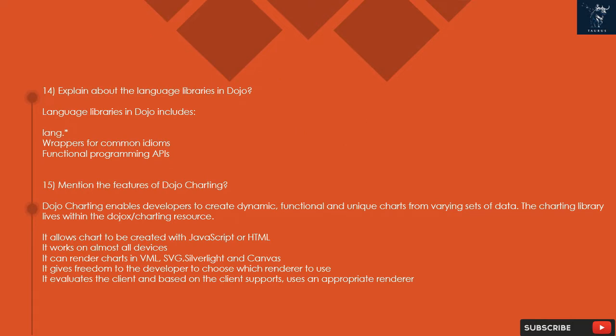14. Explain about the language libraries in Dojo. Language libraries in Dojo include Lang, wrappers for common idioms, and functional programming APIs. 15. Mention the features of Dojo charting.